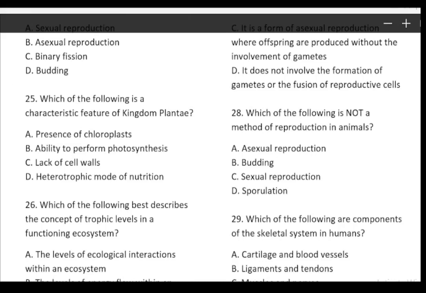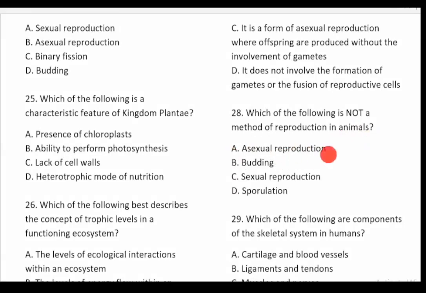Which of the following is not a method of reproduction in animals? A. Asexual reproduction. B. Budding. C. Sexual reproduction. D. Sporulation. Asexual reproduction is seen in some animals, like earthworms, which are hermaphrodites and do not actually need other organisms to bring about reproduction, so they carry out asexual reproduction. We also have budding in some organisms, and then sexual reproduction in some organisms. The only one that cannot be found in animals is sporulation.